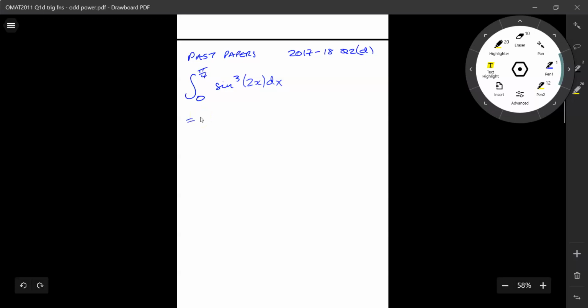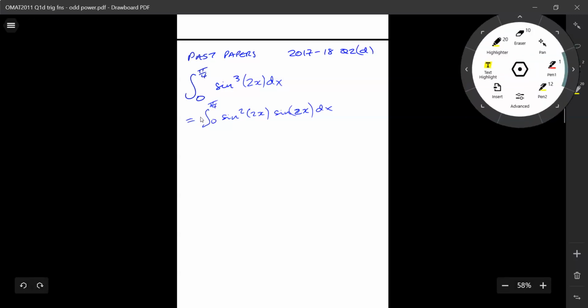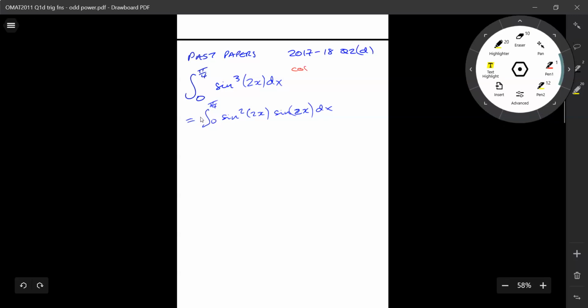So the first thing we do here is we split this into the sine squared of 2x multiplied by the sine of 2x dx, like so. And it's the integral from pi over 4 to 0. The next thing we do, following the standard rule here, is that the cosine squared of 2x plus the sine squared of 2x is equal to 1. So it doesn't matter, the rule we had before was cosine squared x plus sine squared x, but you can substitute in any angle there for the x and the rule is still valid.